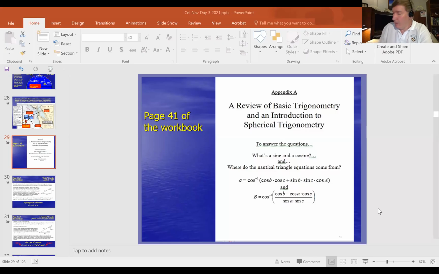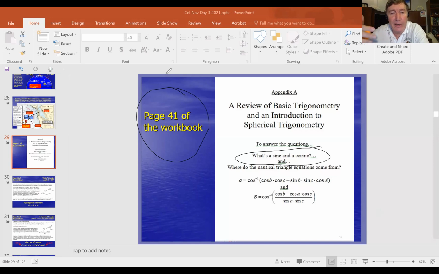Okay, so if you look on page 41 of your workbook, you'll see a little primer that I have created that teaches what a sine and a cosine are and all that. We don't have time today for me to explain what a sine and a cosine are. But if you go to page 41 of the workbook and go through pages 42, 43, 44, I forget how many pages, about 5 or 6 pages, it's basically a mathematics textbook that will tell you what a sine and a cosine are.